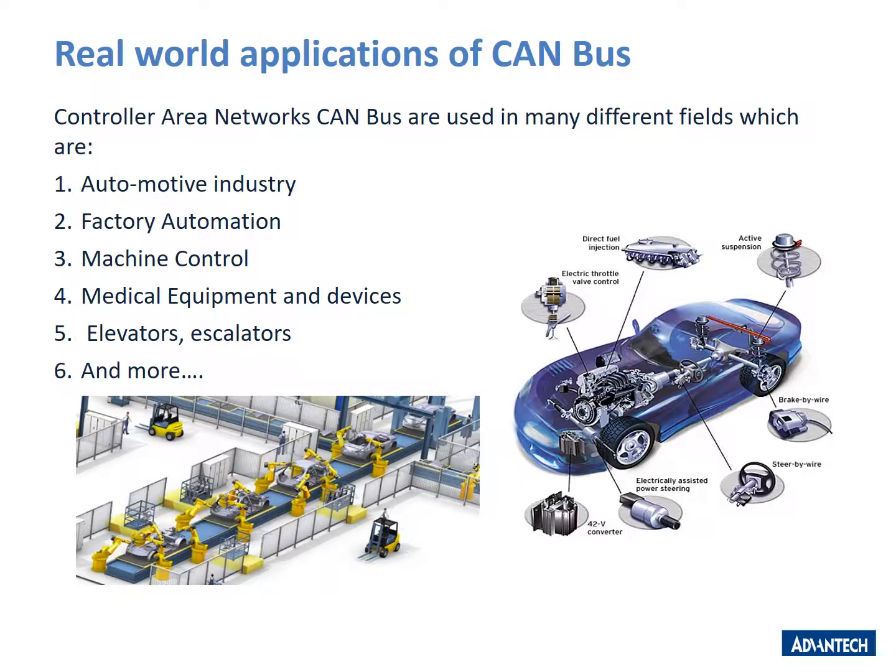What are some real applications of CAN bus? Nowadays, CAN bus is one of the 5 protocols used in the diagnostics of vehicles. However, the CAN bus protocol can be used not only in the automotive industry, but it can also be found in factory automation, machine control, medical equipment, and more.